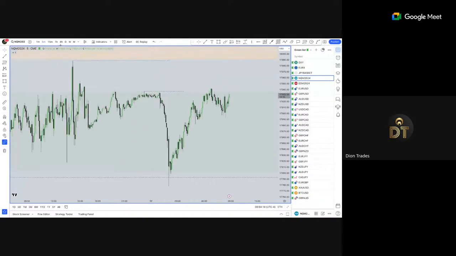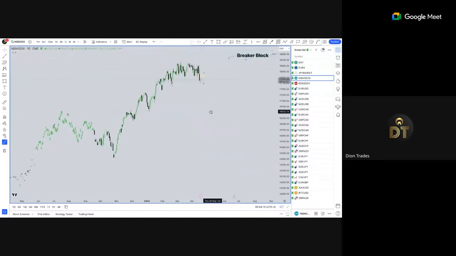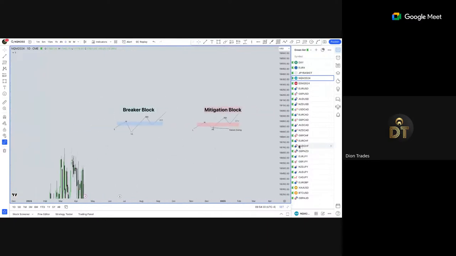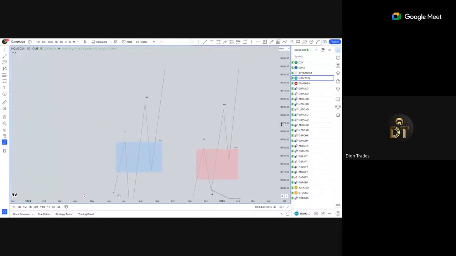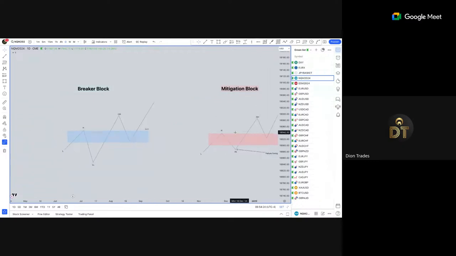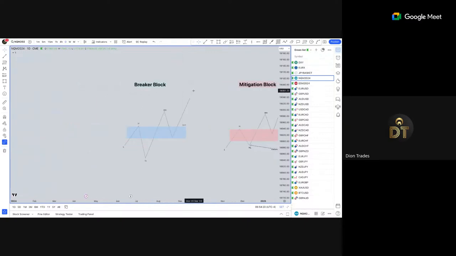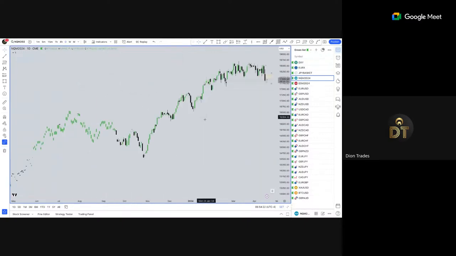Here's a little teaser for the video that's coming up next Tuesday. Recorded today, it's about mitigation blocks and how they compare to breaker blocks and when to use them. That's for another time.